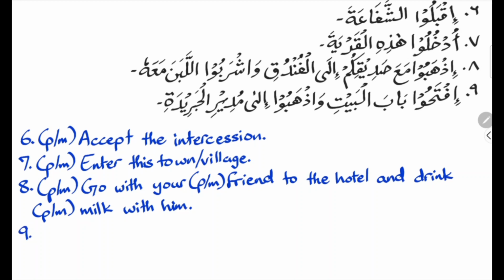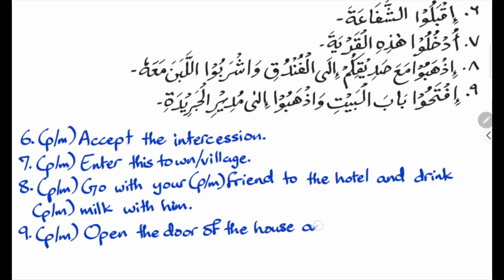Number 9. افتحوا باب البيت واذهبوا إلى مدير الجريدة. فتح يفتح means to open. افتحوا is on the wazn of if'alu, which is again plural male. They're bringing a lot of plural males here. In fact, all of them are plural male. Open. باب البيت. باب is the mudaf, البيت is the mudaf ilayhi. Both of them combine to become the maf'ul of افتحوا. So باب البيت, open the door of the house.